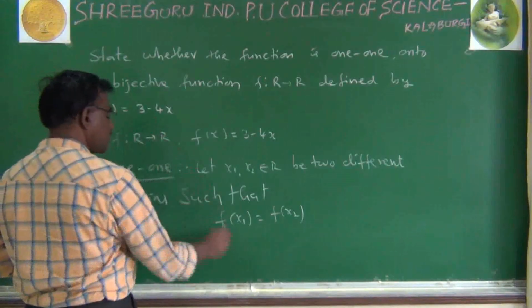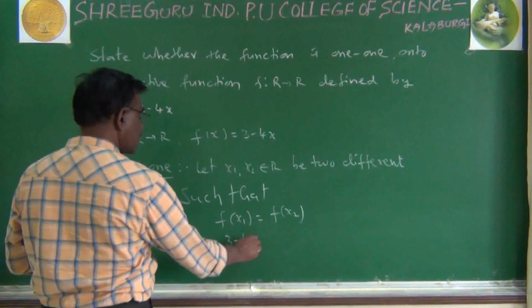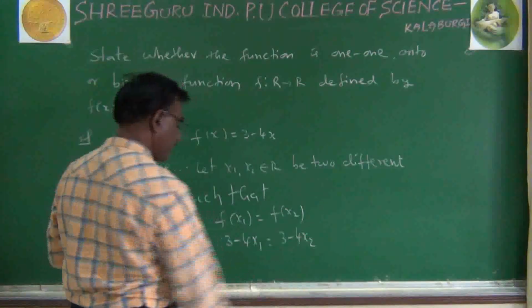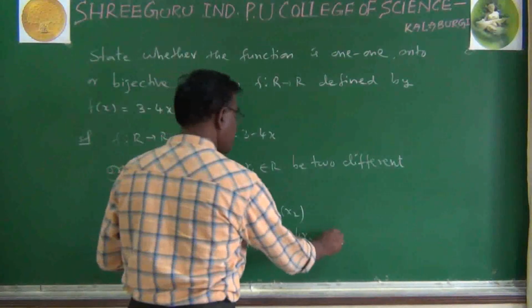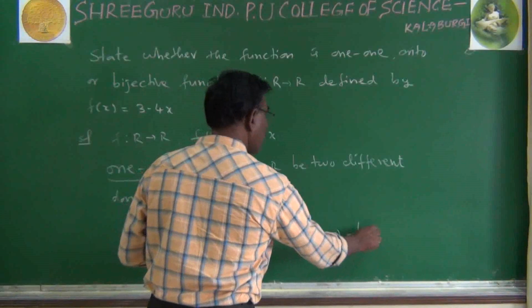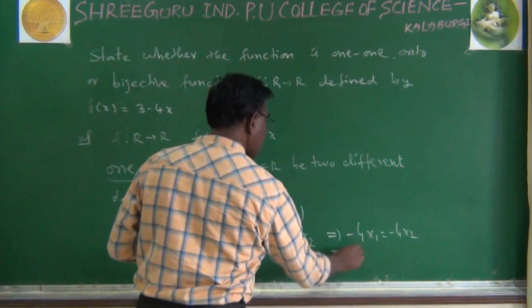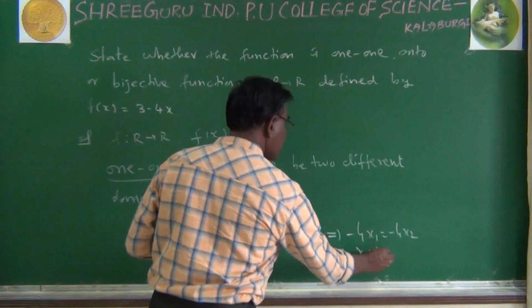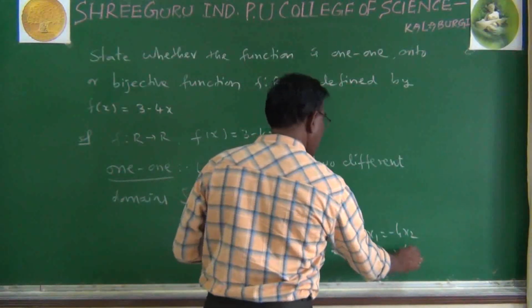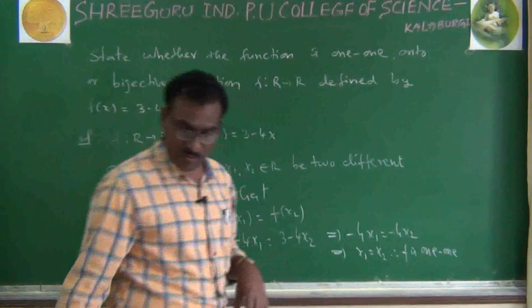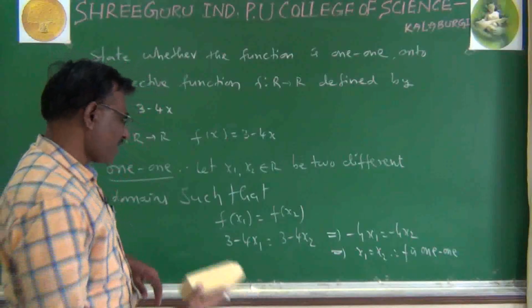f of x1 is nothing but 3 minus 4x1, equal to 3 minus 4x2. It implies minus 4x1 equal to minus 4x2, so x1 equal to x2. Therefore, f is one-one. Very simple.